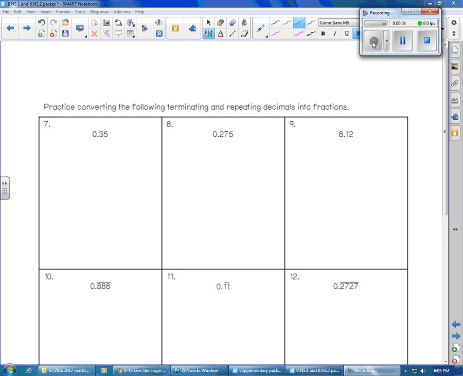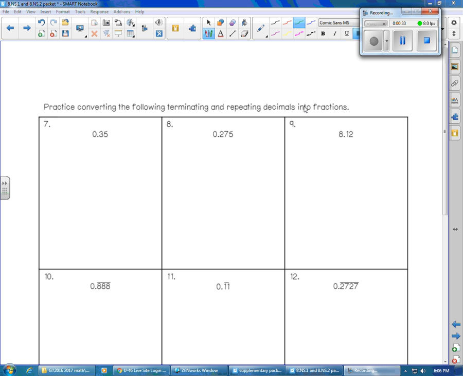We are in the supplementary package, or packet, I should say, from Module 7. We are looking into converting terminating and repeating decimals into fractions. So this is still part of the second lesson, and we will flip back to our notes page to take some notes. But I wanted to start off on page 7. On page 7, we've got some decimals, and we need to convert them into fractions.